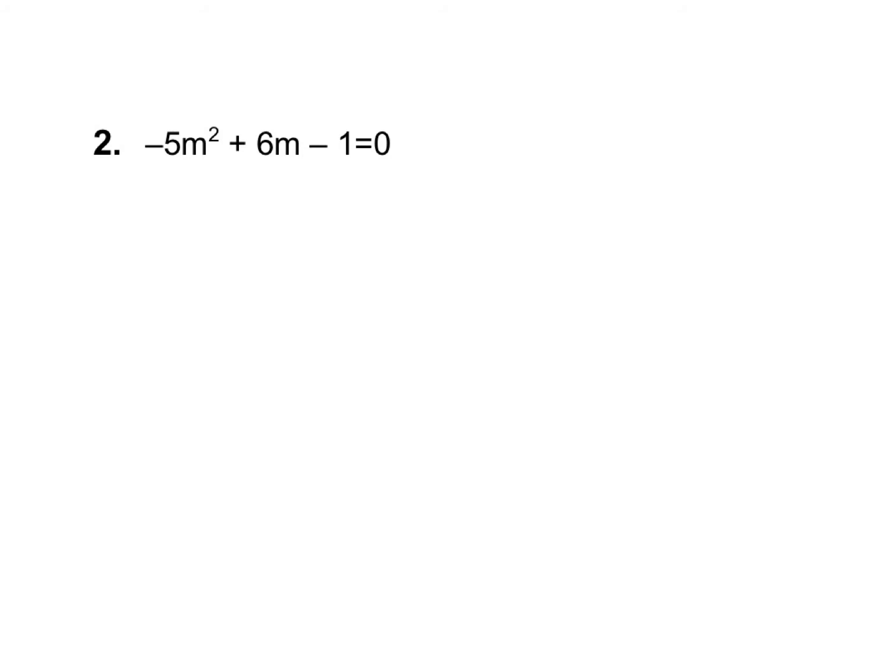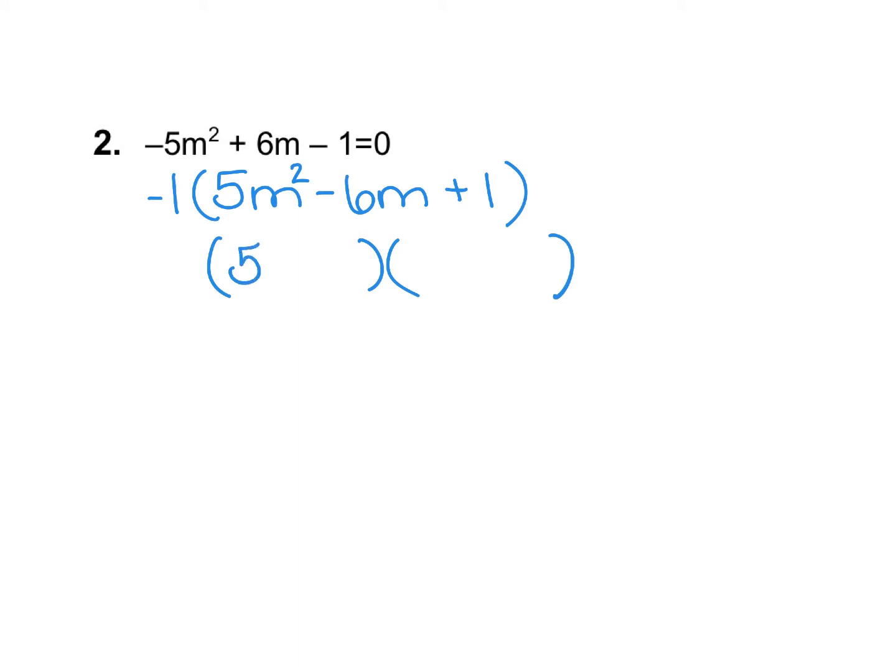All right, so for this one, notice how we have a negative coefficient. So just like we did in a previous lesson, let's factor out that negative 1. And that's going to give me negative 1 times 5m² minus 6m plus 1. All right, so let's go ahead and start factoring. And I'm going to have a 5 and an m and an m. And now I have 1. So my factors of 1 are 1, so I can have a 1 and a 1.